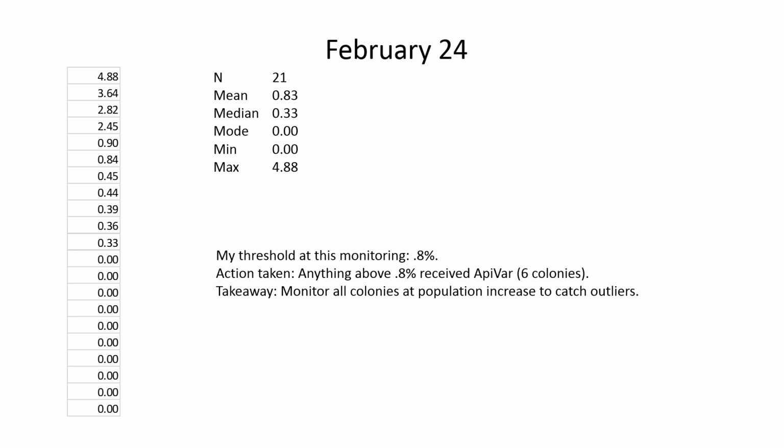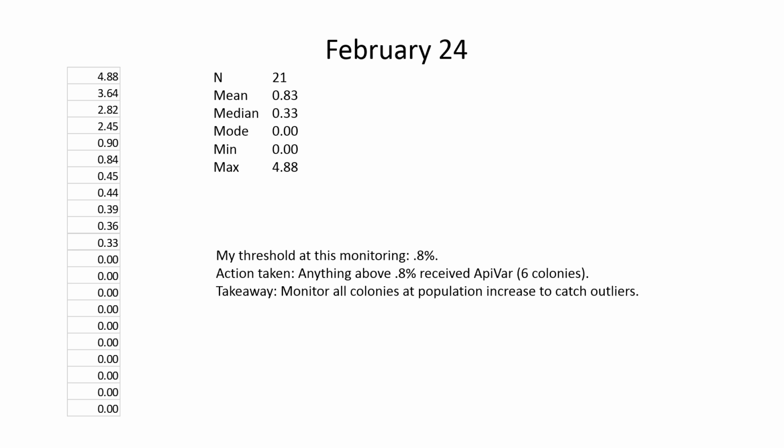Mode is the number that happens most often. So 0 is the number that we found most often. So that's mean is the average, median is the number in the middle, and mode is the number that happens most often. And of course, the minimum number was 0, the maximum was 4.88%, so almost 5% infestation in February, which is too high.